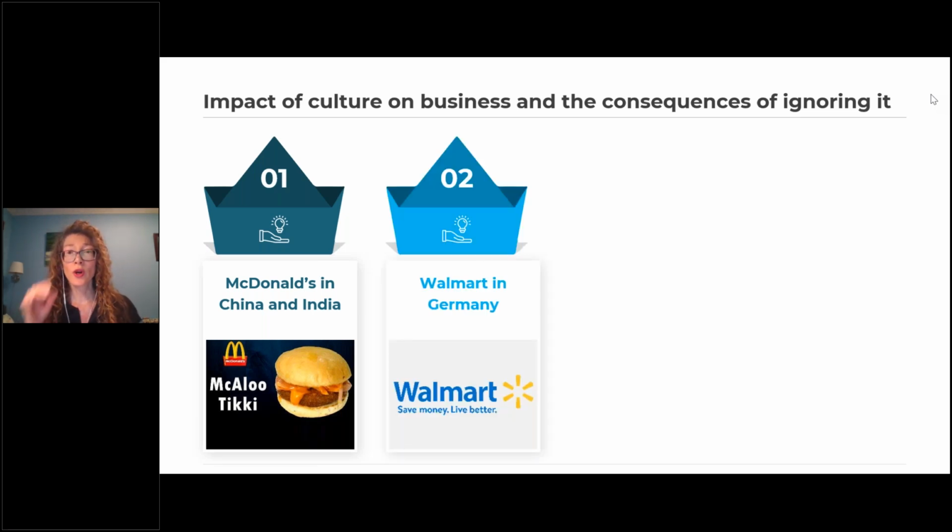Another very well-known case study is that of Walmart in Germany. So Walmart, as we all know, is an extremely successful mass market retailer in the United States, but it's also had quite a bit of success in places around the world. It did not succeed in Germany. In fact, Walmart pulled out of Germany in 2006.